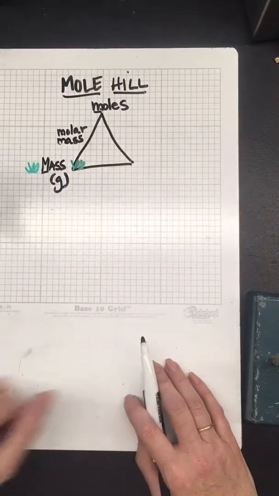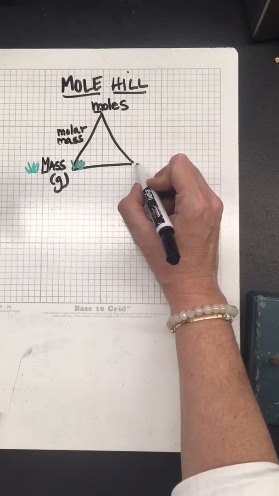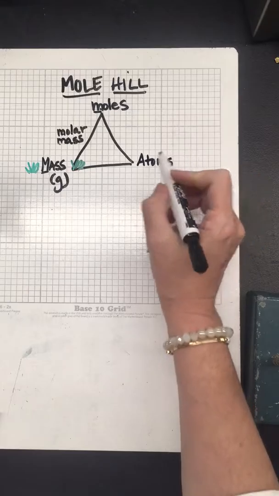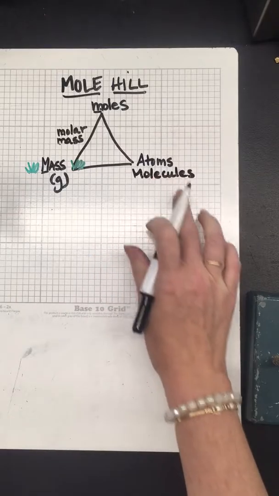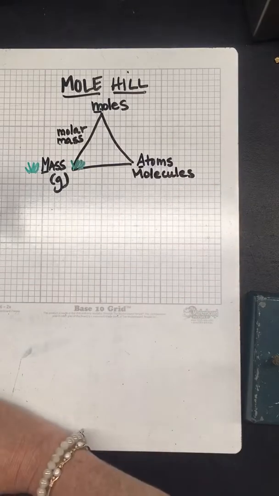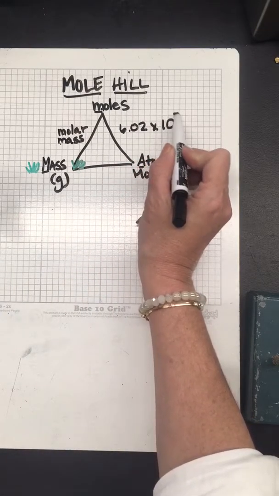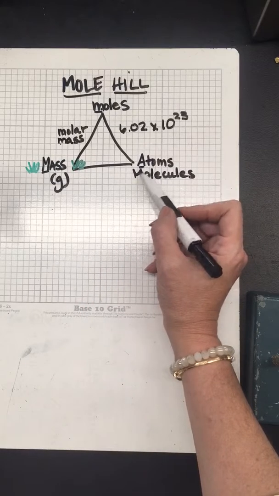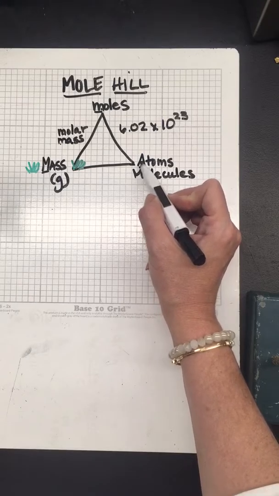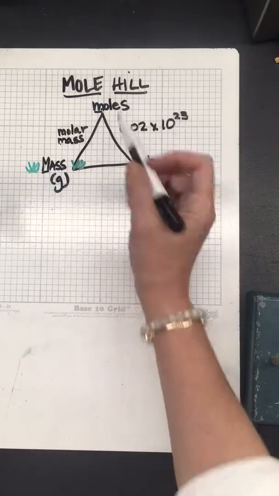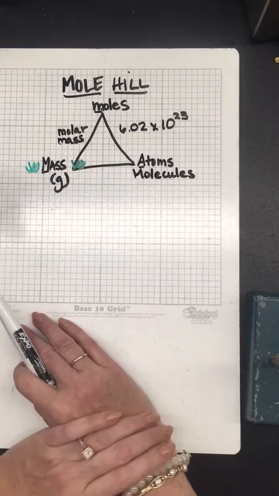Well, on the flip side, the other side of the hill, we can also convert between moles and atoms, or between moles and molecules, individual particles. Well, this A over here reminds me of Avogadro's number, and Avogadro's number is 6.02 times 10 to the 23rd particles. So if I have a specific number of atoms and I want to convert that to moles, then I have to go through 6.02 to get there.